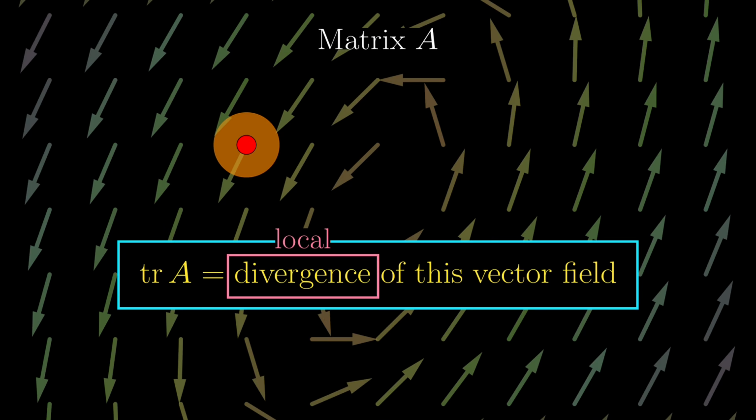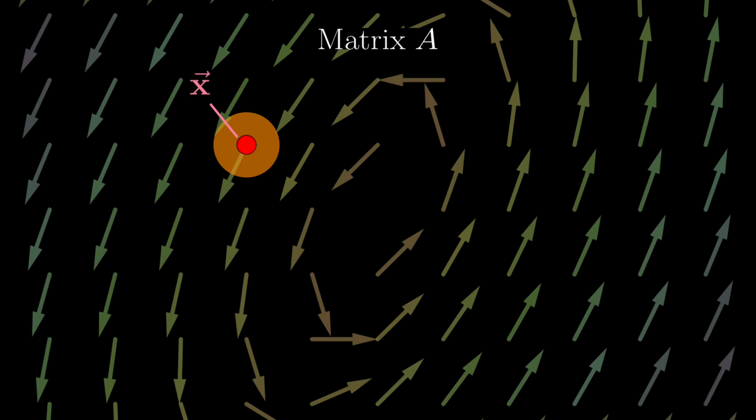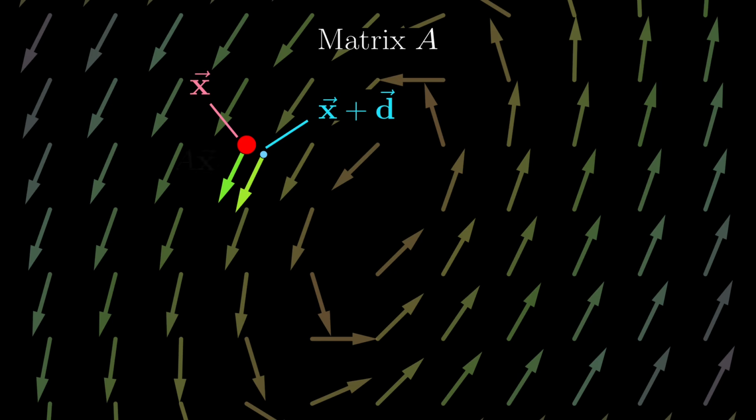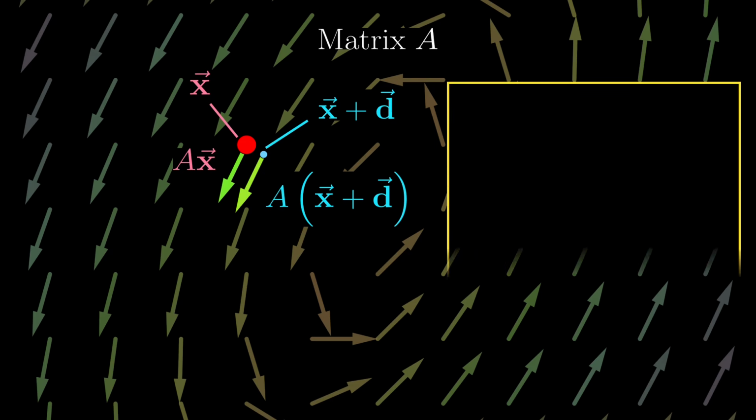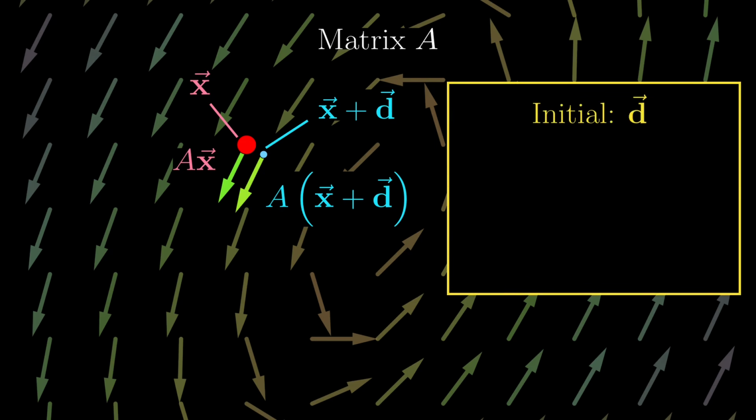To see why the divergence is the same everywhere, let's first denote this point with its position vector x and any point within our small region around x to be x plus d for small displacements d from x. Now the vectors attached to those two points are Ax and A(x plus d) respectively. This means that the initial displacement between these two points is d, and after a very short time epsilon, the displacement is increased by epsilon times Ad.